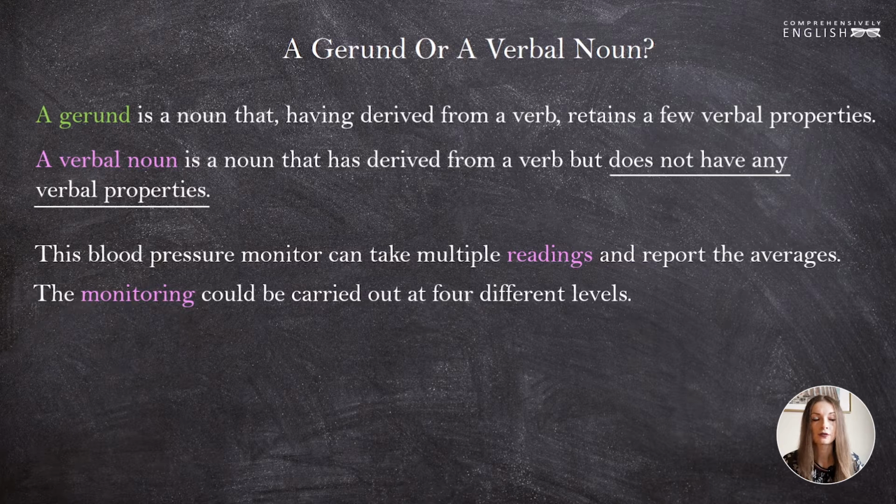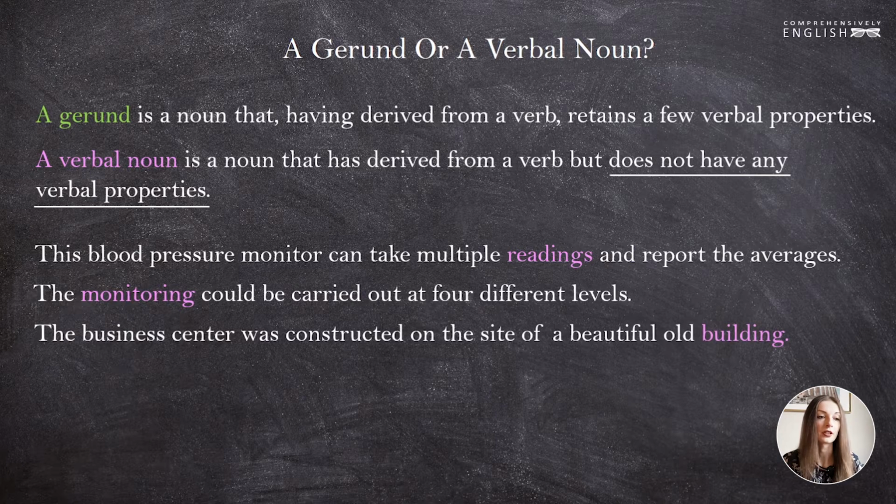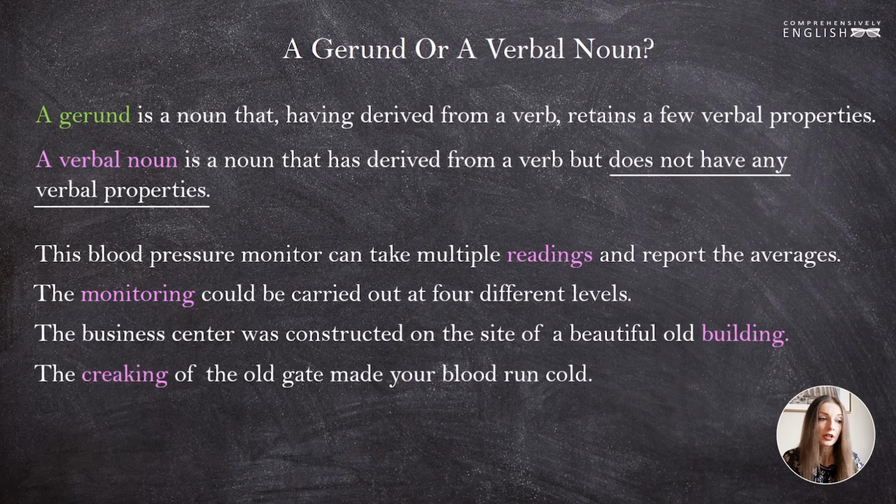The monitoring could be carried out at 4 different levels. Here, monitoring is a verbal noun because it is preceded by the, and gerunds cannot be preceded by any determiners, articles. The business center was constructed on the site of a beautiful old building. Building is a verbal noun because it is preceded by adjectives, and we know that verbal nouns are modified by adjectives. Gerunds are modified by adverbs, not by adjectives, like all verbs. The creaking of the old gate made your blood run cold.